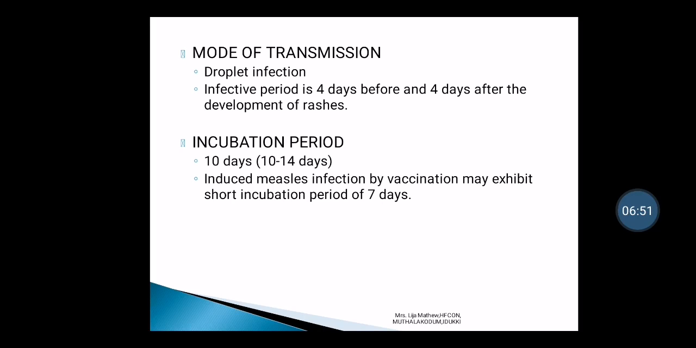Then when we see the mode of transmission, droplet infection mainly occurs through direct transmission from person to person, and the infective period is 4 days before and 4 days after the development of rashes. That's what we have seen in the agent factor. I have explained the prodromal period and the time of eruption.